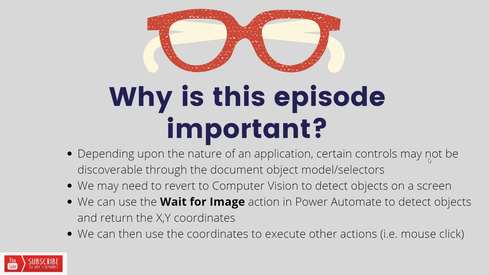How this works is essentially comparing pixels from what it sees on screen to what you capture inside of a library that you store in your automated flow. So we can use this Wait for Image action inside of Power Automate Desktop to detect these objects. When it detects an object, it will return XY coordinates back to us. We can subsequently use these XY coordinates to execute additional actions. For example, moving the mouse to that location on the screen and clicking the mouse button. Then we could use send keys to populate that text field with specific data, for example.